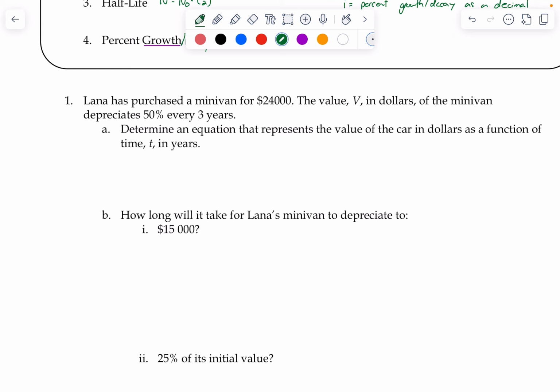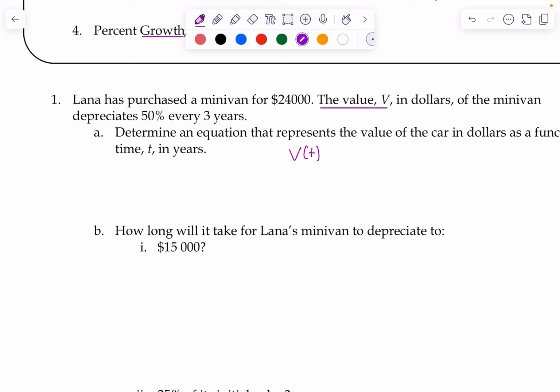Lana has purchased a minivan for $24,000. The value V in dollars of the minivan depreciates 50% every 3 years. Determine an equation that represents the value of the car in dollars as a function of time t in years. So it's defining our variables for us. We have some value V, so think of that as your Y. It's telling you that the value is dependent, so this is your dependent variable, on t. So your function you're creating is V of t.